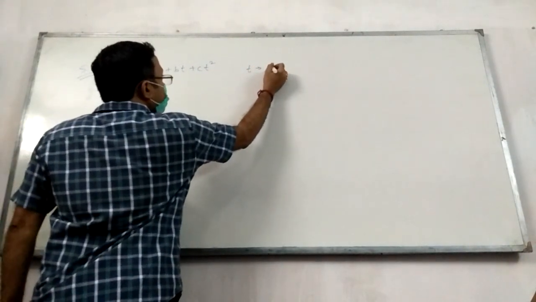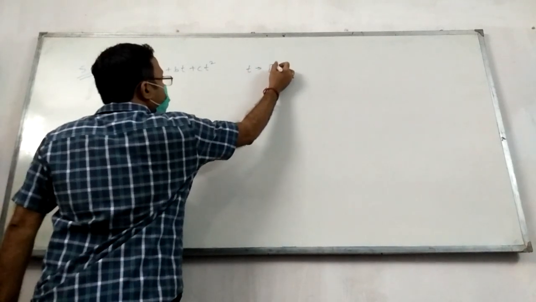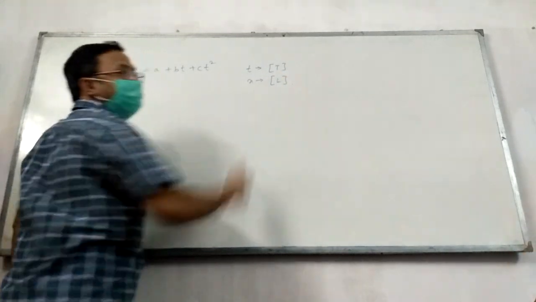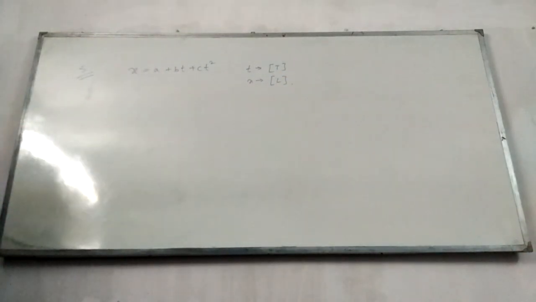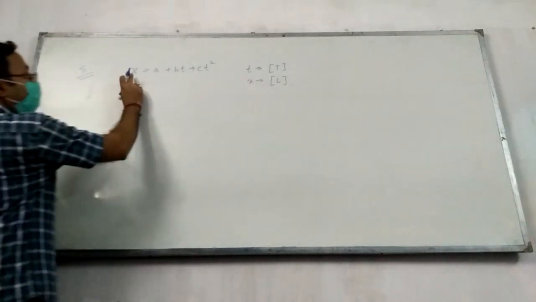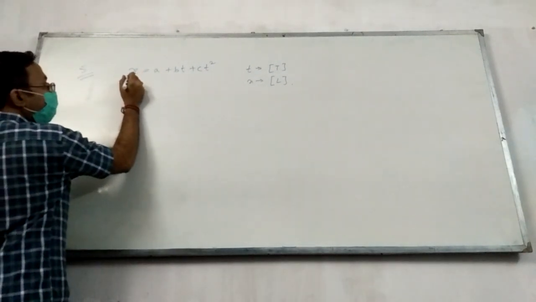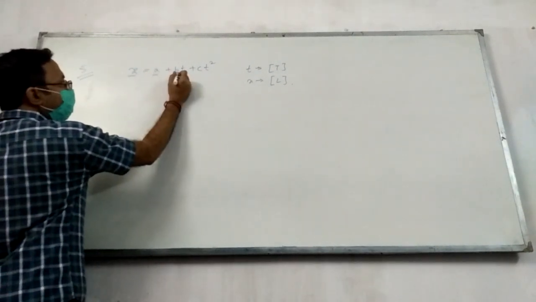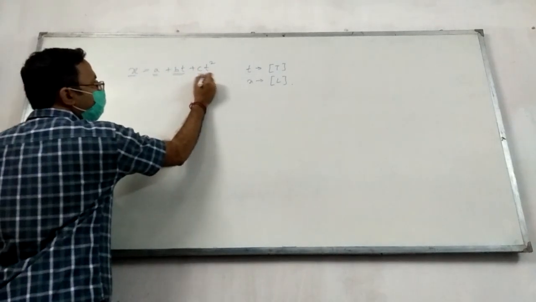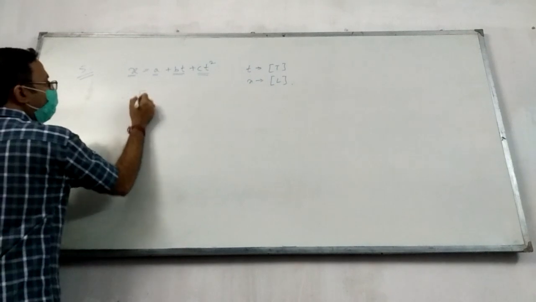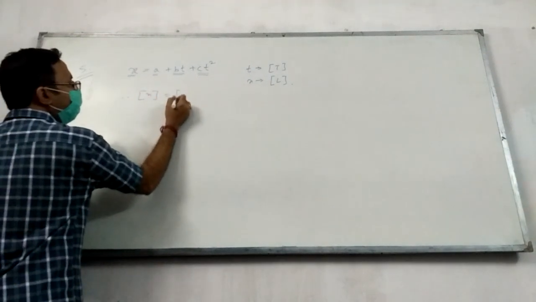T is prime. The dimension of t and x is displacement, dimension of f. So dimensionally they have to be equal. The dimension of x has to be equal to dimension of a, has to be equal to dimension of bt, has to be equal to dimension of ct square. So you can write, therefore, dimension of x equal to dimension of a.